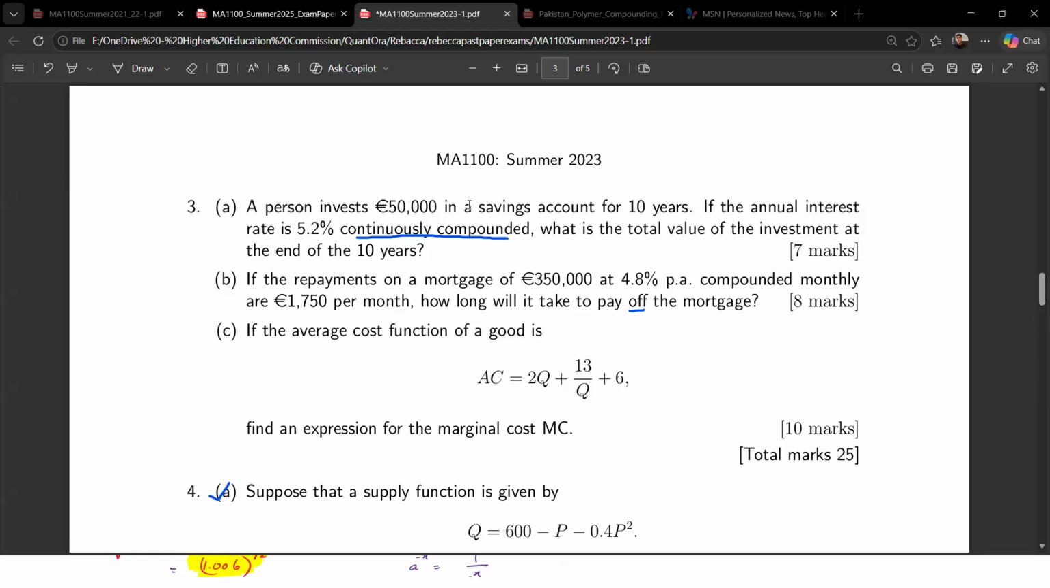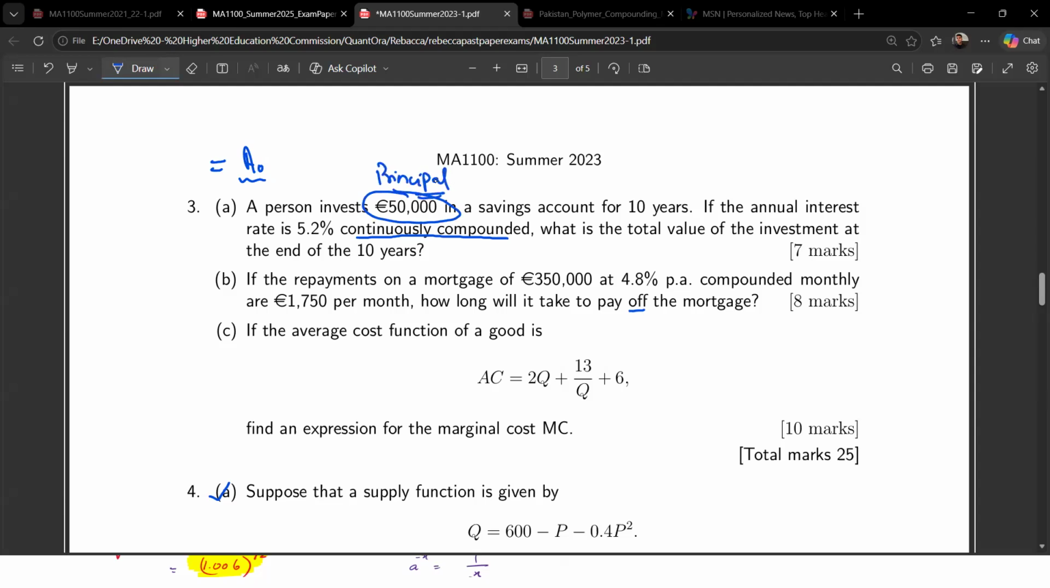Again, you are going to find the future value, but this future value would be a little different. And how would it be different? When the compounding is being done on a continuous basis, your future value formula would be A naught, or your principal amount. So in this case, you're not going to use A naught. This 50,000 is your principal amount.